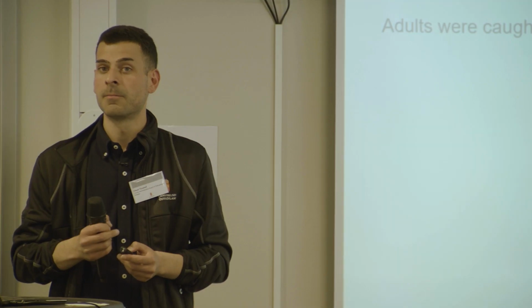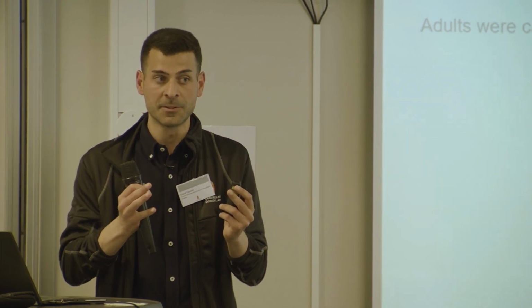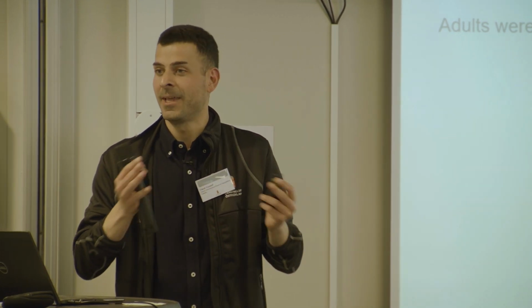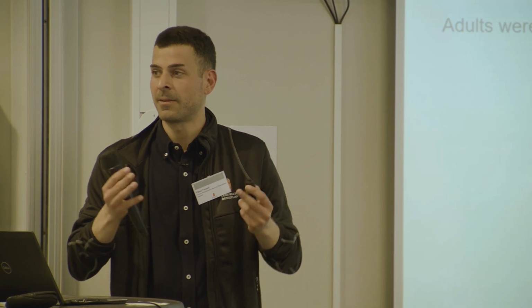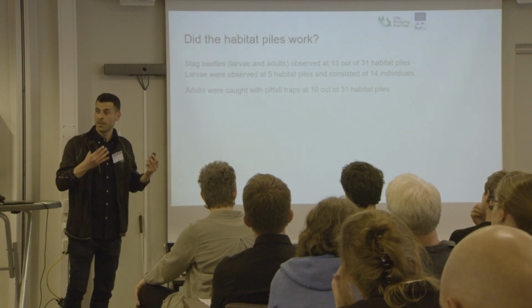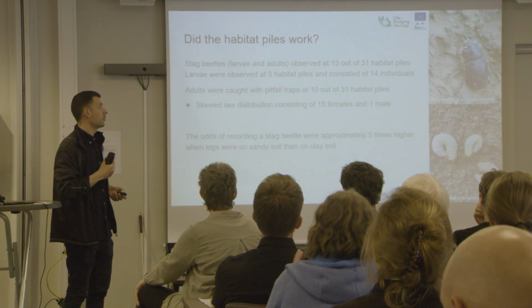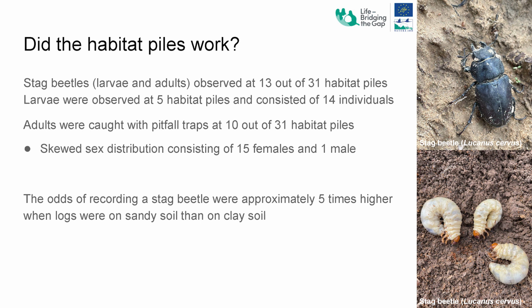They were caught with glass jars with a top diameter of 7.5 centimeters. I mean, that covers barely anything of the whole habitat pile. So that tells us that these are visited quite frequently and probably a lot by stag beetles. And there was a skewed sex distribution, 15 were females and 1 was a male, which tells us that these are used as a suitable habitat, a place where they could lay their eggs.